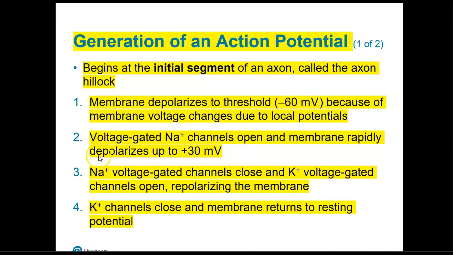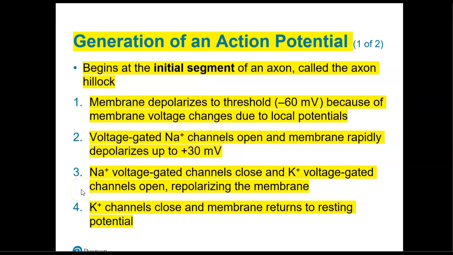And so step 2, once that threshold is reached, many, many voltage-gated sodium channels open. They open due to the voltage reaching negative 60. And so when voltage-gated sodium channels open, sodium rushes into the cell. And that's going to make the potential of the cell rise, and it'll go as high as positive 30 millivolts. That's the peak voltage of the action potential.